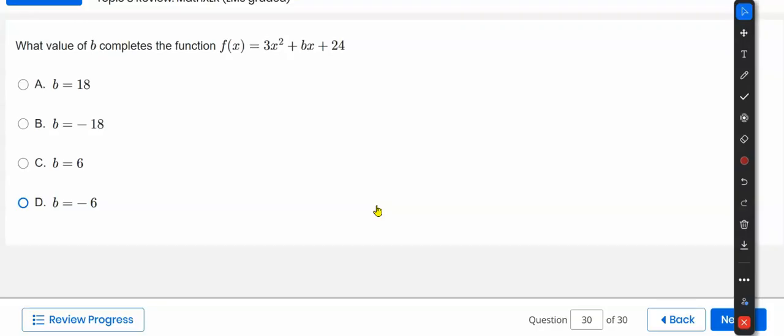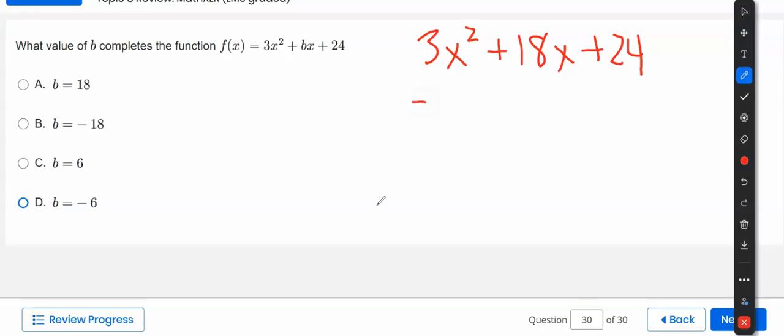What value of b completes this function? So, I'm kind of lost about what they mean by completes the function. Do you know what they mean by that? Well, I don't really know how, if I put them in, that completes it. I'm literally going, okay, what do they mean by this?